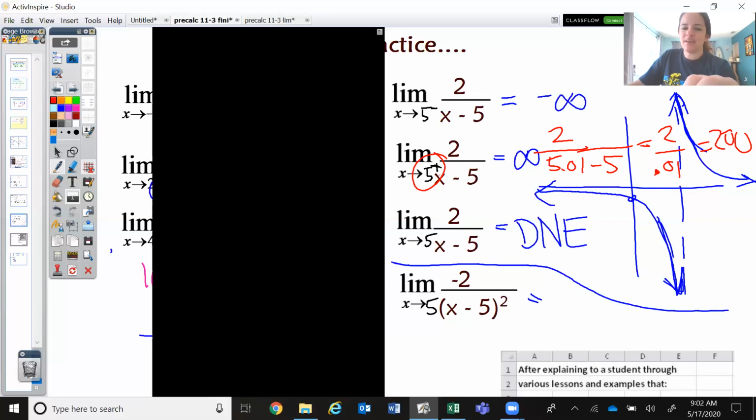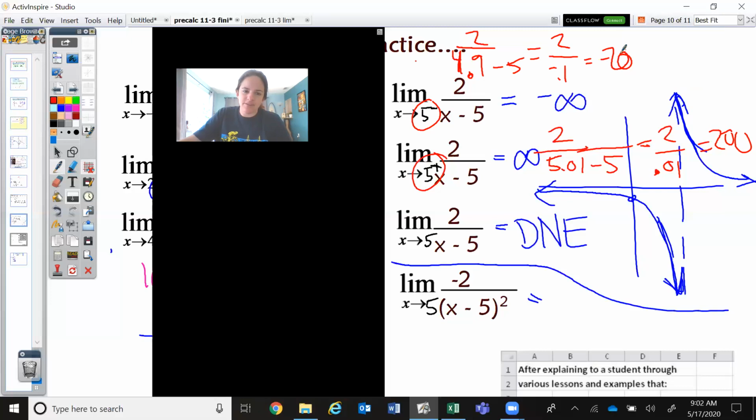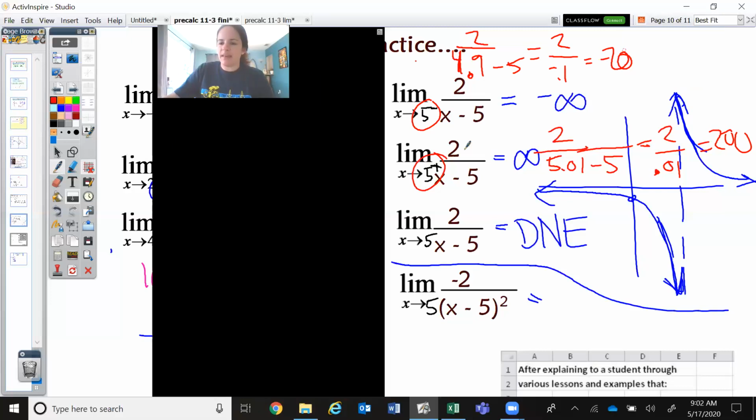You can do the same thing from the left. You could say 2 divided by 4.9, right? Pick a value to the left of 5, but just a little bit. 4.9 minus 5, and then that would be 2 divided by negative 0.1. So that would be negative 20. And again, saying that negative 20 is close to negative infinity is a bit of a stretch, but that'll help you figure it out maybe.